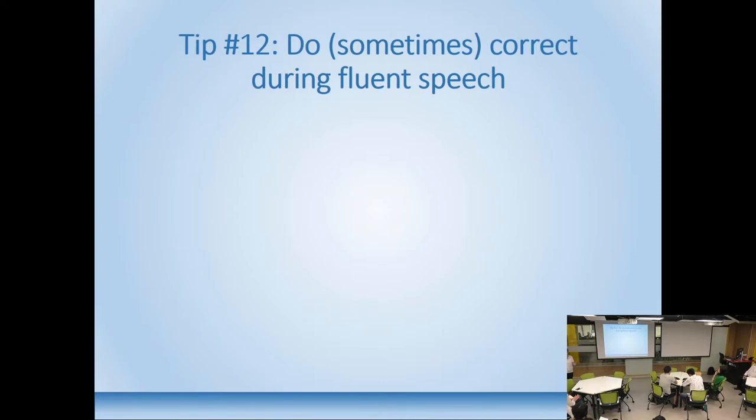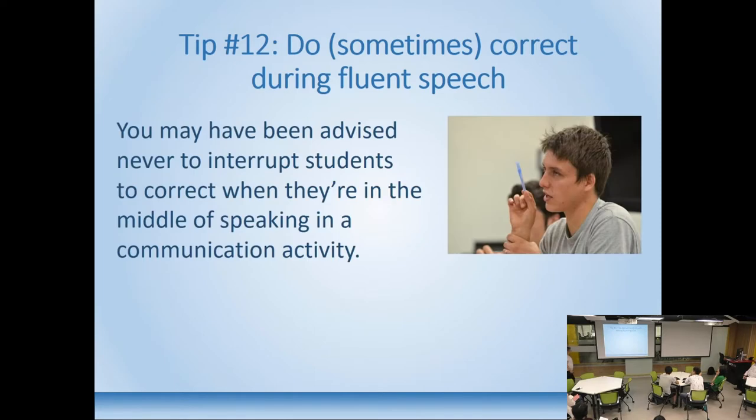And it's a problem. What am I going to do? Am I going to let them get away with it with the danger that they'll make the mistake permanent? Or am I going to correct them with the danger that I'm going to interrupt them, throw them off, discourage them, and so on? There's no one correct answer here.